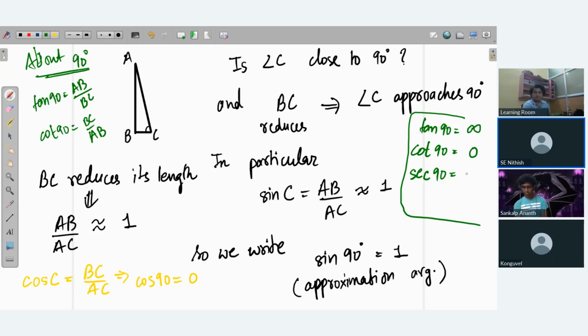No, it's undefined. Infinity. No, it's 1. Again, infinity. Say one, because the answer is the reciprocal of cos. Okay. Yes, sir. What about cosec 90?